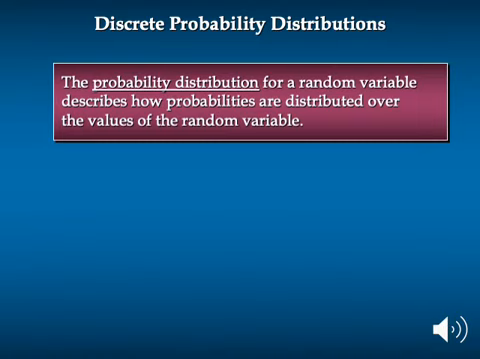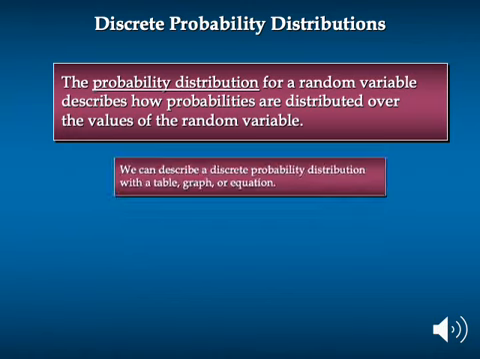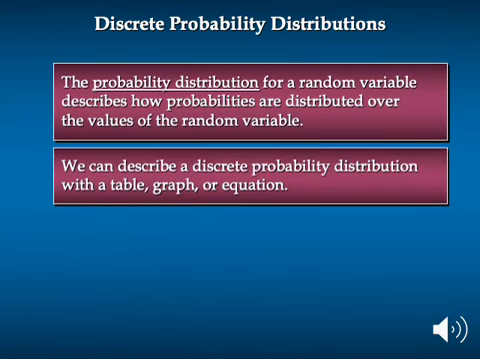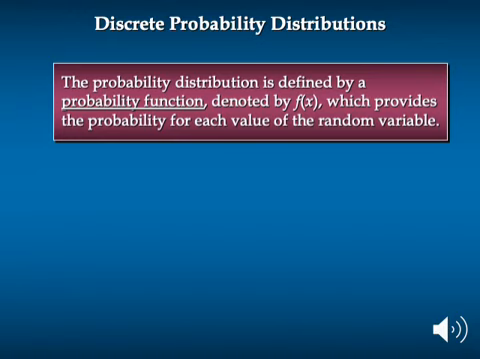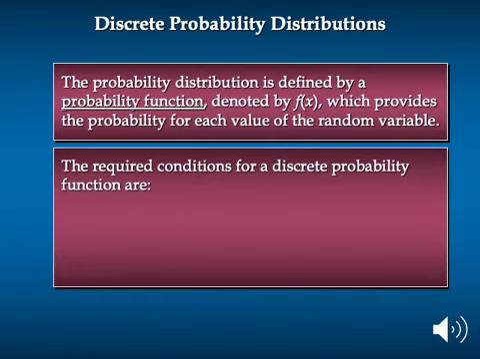The probability distribution then for a random variable describes how probabilities are distributed over the values of that random variable. We can describe the discrete probability distribution with a table, a graph, or actually an equation. The probability distribution is defined by a probability function denoted by f(x), standing for the function of x, which provides the probability for each value of the random variable.